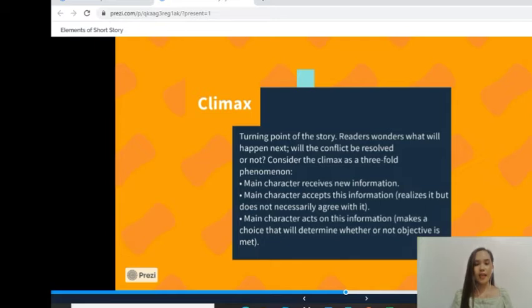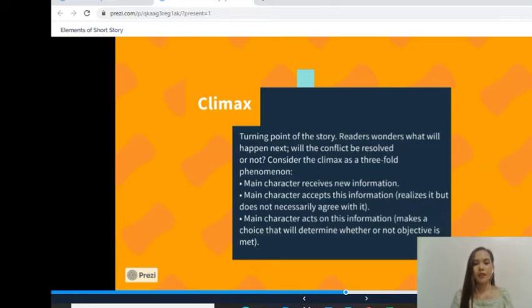Next is the climax, the turning point of the story. Readers wonder what will happen next, after the development of a certain problem that the characters should resolve.